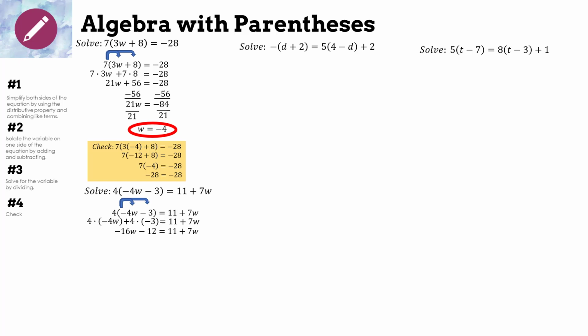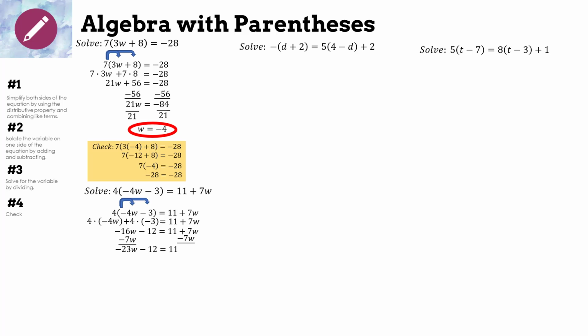Now we want to get all of the variables or letters on one side of the equal sign and everything else on the other side. I have a positive 7w. The opposite of adding is subtracting. So I'm going to subtract 7w from both sides of the equal sign. This gives me negative 23w minus 12 equals 11.